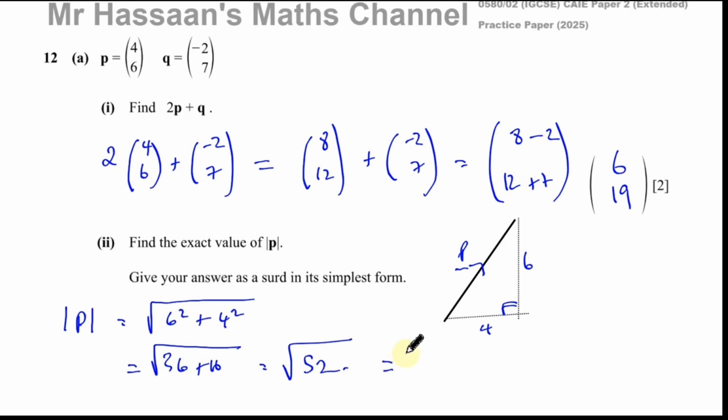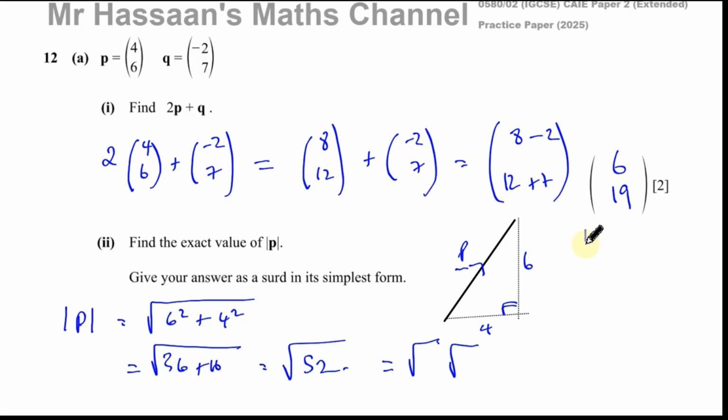When we want to write something as a surd in its simplest form, we've got to think of a way of splitting this number up into two parts. One of them is a perfect square, and the other is going to be a number that's not a perfect square. So we think of two numbers that multiply to give us 52, and one of them is a perfect square. In our minds, we should be thinking about the square numbers.